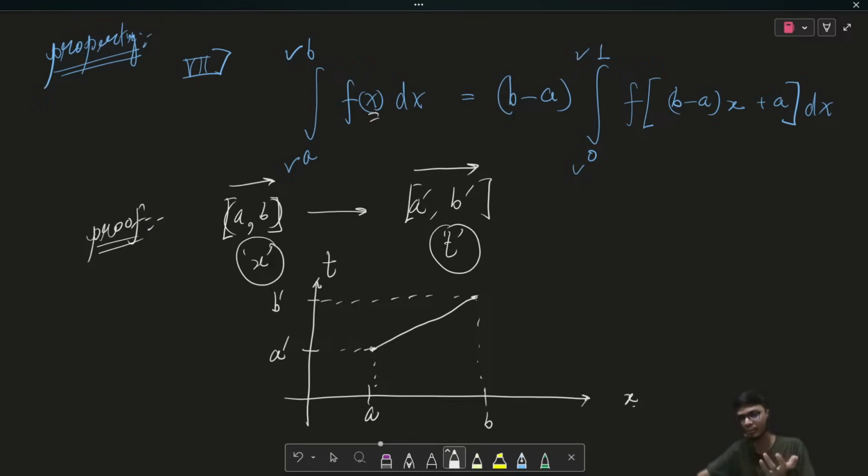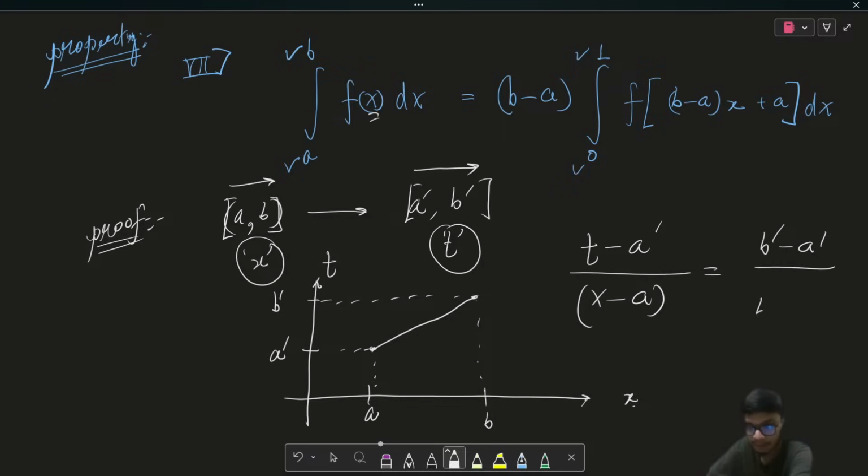How can I do that? It is very simple. I can use the relationship of the slope, right? So what I'm going to do over here is that I can write t minus a dash upon x minus a, t minus a dash upon x minus a is equal to b dash minus a dash divided by b minus a. So I'm basically equating the slope. I took any random point, so the random point will be given as x comma t. So I took this particular slope and equated it with the slope of the given line over here, right?